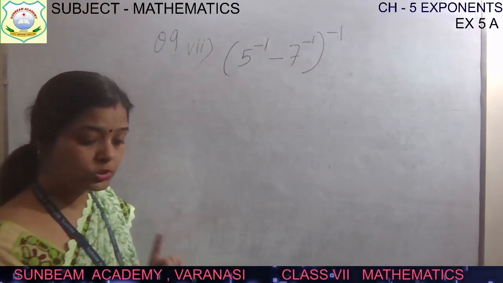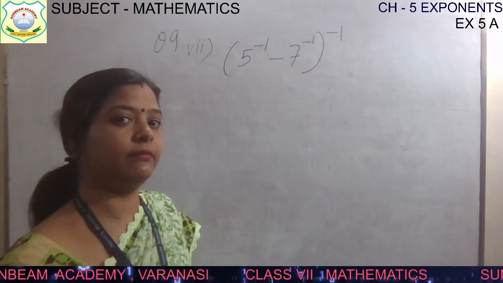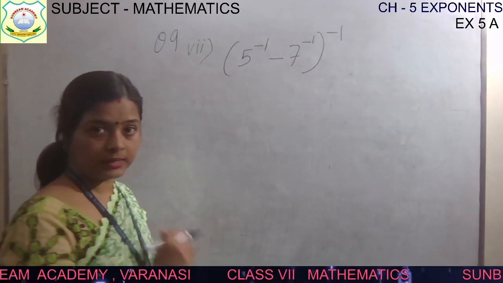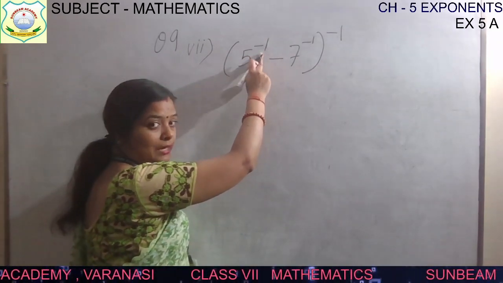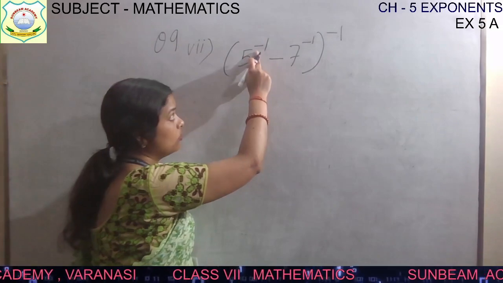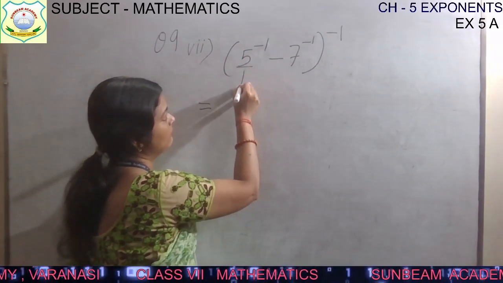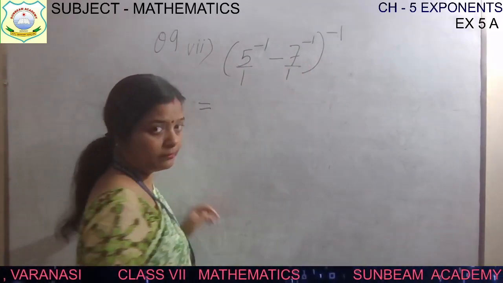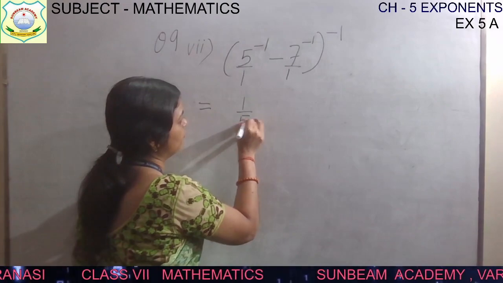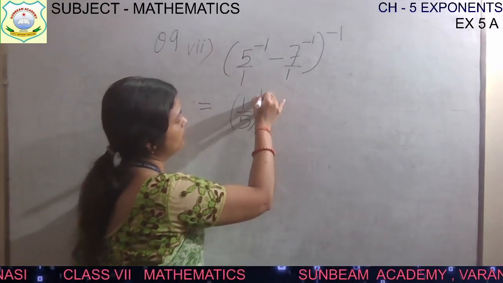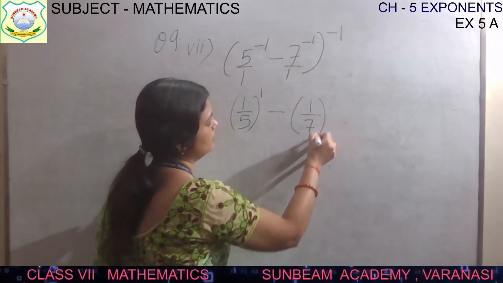So now what will we do? We will solve the value which is inside the bracket first. The power is negative, so we have to make it positive. The next step: 5 can be written as 5 by 1, and 7 can be written as 7 by 1. It is the same. So it is 1 by 5 to the power 1 minus 1 by 7 to the power 1.